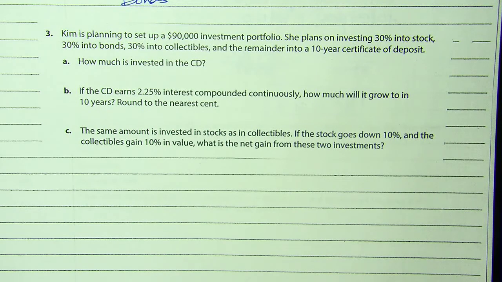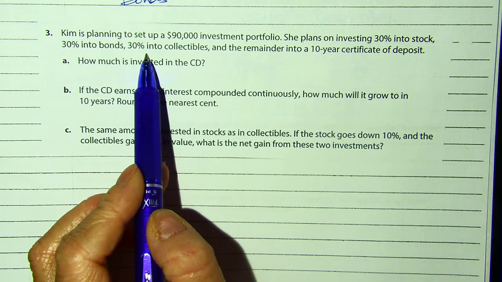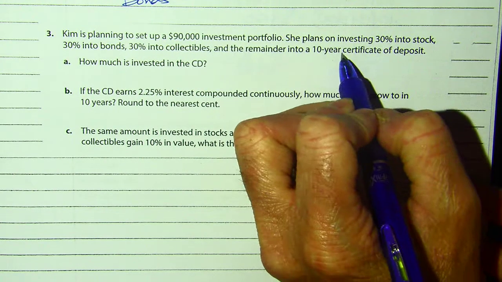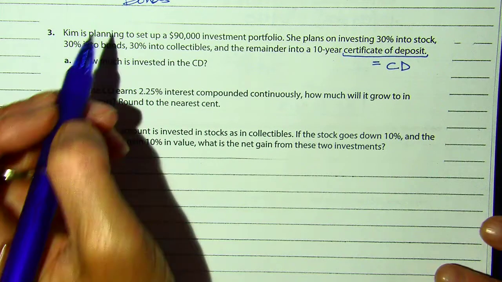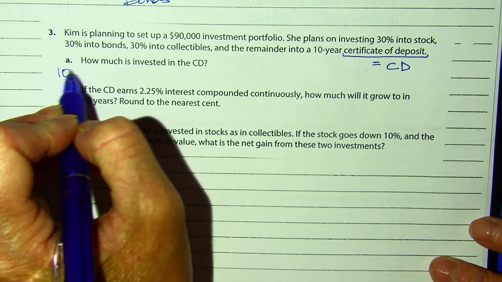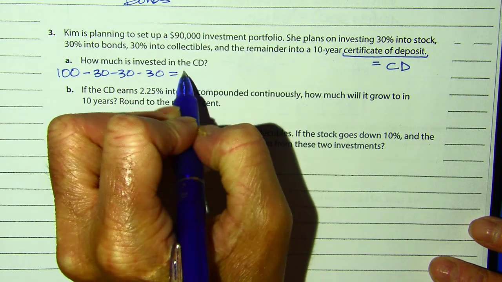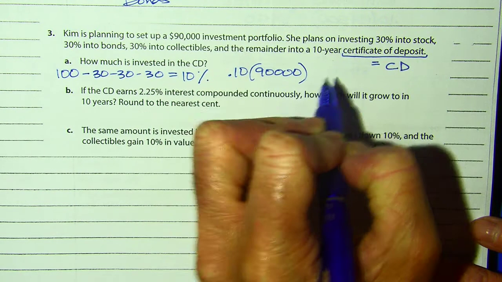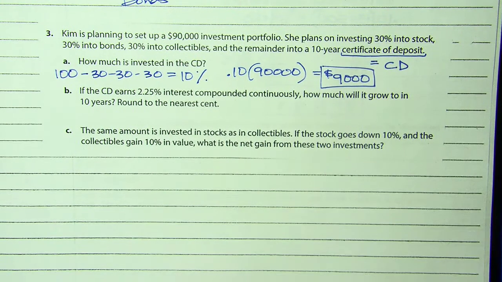So Kim is planning to set up a $90,000 portfolio. She wants to invest 30% into stock, 30% into bonds, and 30% into collectibles. The remainder is a 10-year certificate of deposit. Certificate of deposit is a CD. That's what it means. So how much is invested in the CD? Well, I have 100% minus 30, minus 30, minus 30. I get 10%. So 0.10 times 90,000 is $9,000 invested in the certificate of deposit.